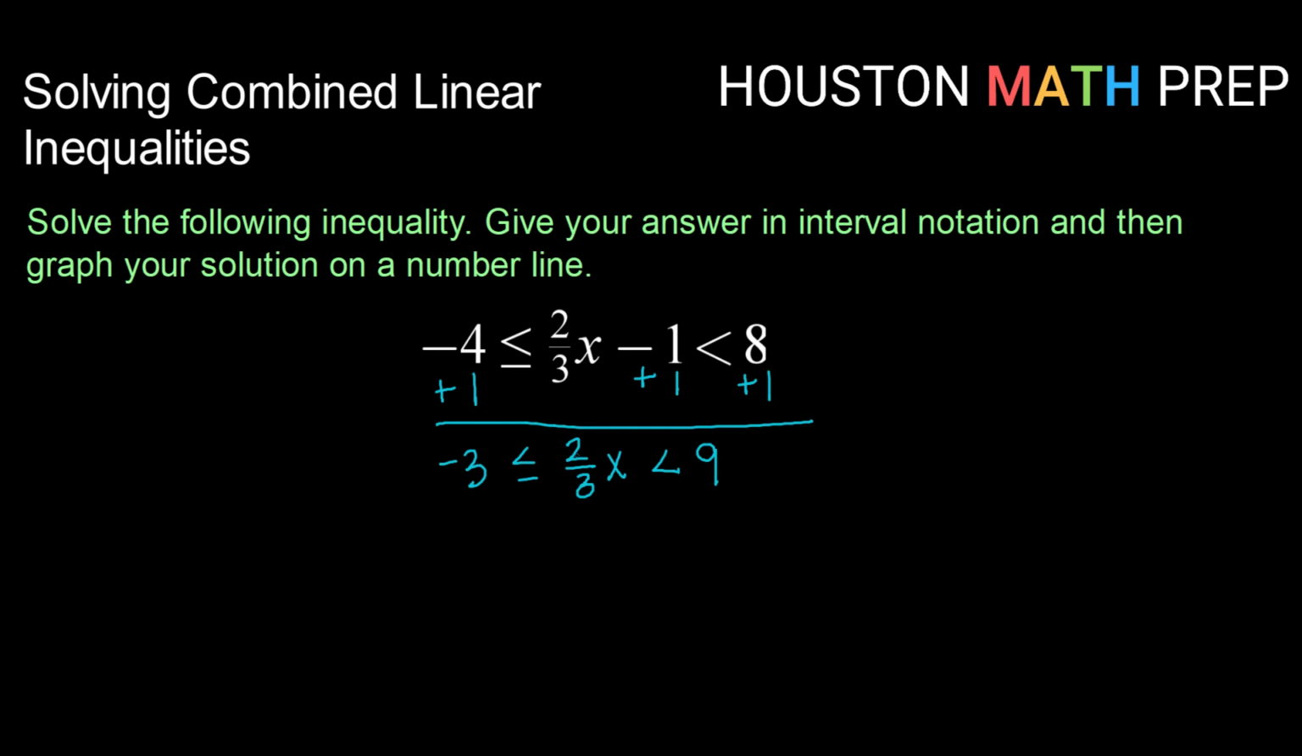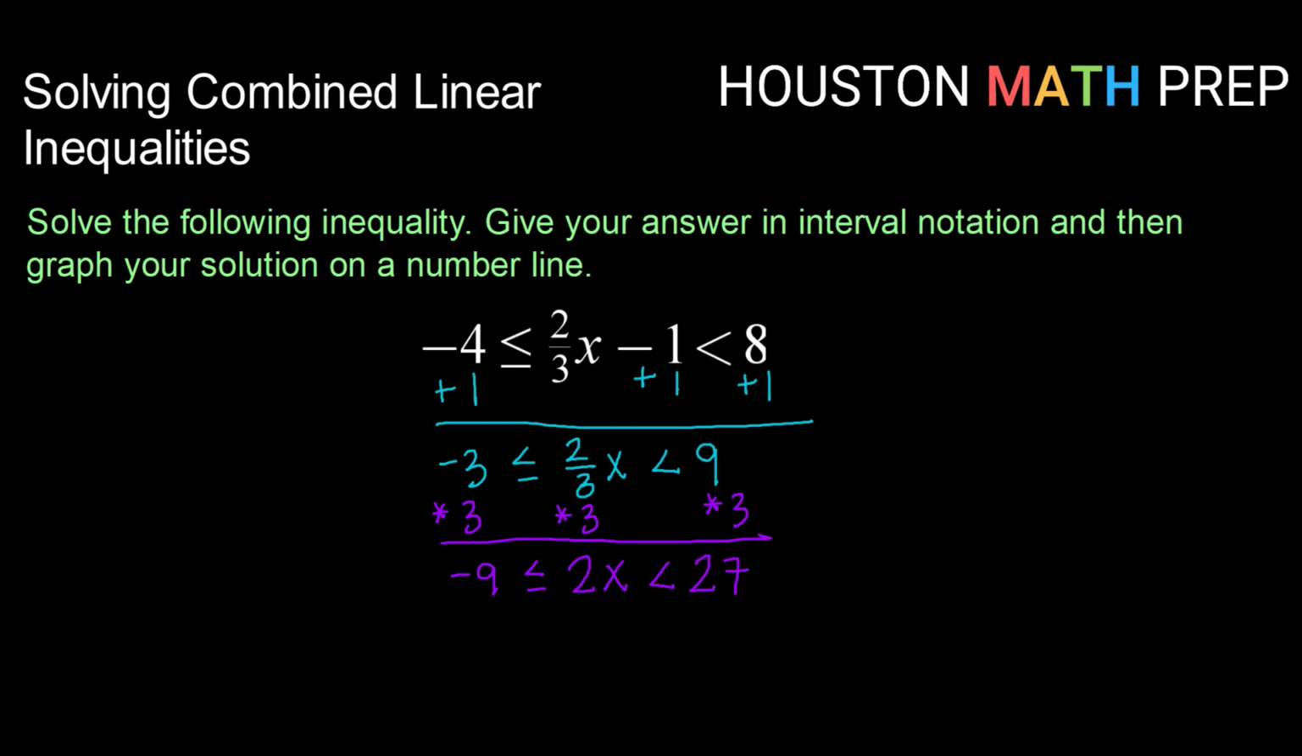Now, if I want to clear out this fraction in the center, I should multiply by its denominator. So I'm going to multiply all sides, or all pieces, of my inequality by 3. So negative 3 times 3 gives me negative 9 is less than or equal to, here 2/3 times 3 is 2x is less than 9 times 3 is 27.